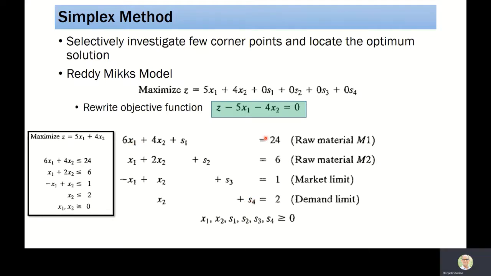So we have written all four constraints in equation form, and the number of variables, which were initially only x1 and x2, as you can see at the bottom here, will now become 6. So we have x1, x2, and s1 to s4.